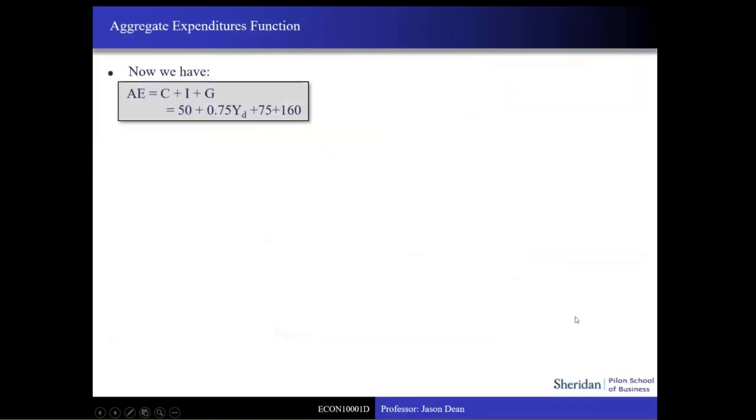So now let's continue this algebraic example here. So now we have that the aggregate expenditures function is C plus I plus G. Okay, so we're going to say that the consumption function is 50 plus 0.75, and we're consuming out of our disposable income. Okay, so this isn't big Y anymore. This is disposable income. And then we'll talk about that in a sec. And then we're adding our investment and government spending. So we need to know what disposable income is.